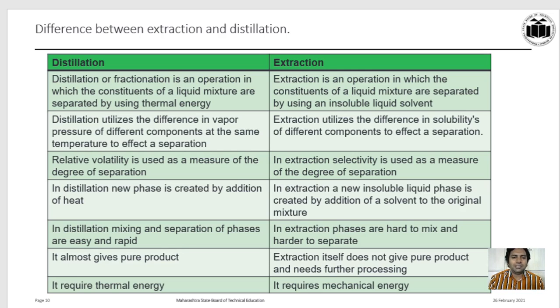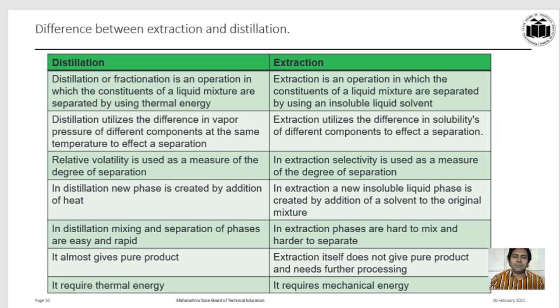Relative volatility is used in the case of distillation, and for extraction, selectivity is used as a measure of the degree of separation. In distillation, a new phase is created by addition of heat, and for extraction, a new insoluble liquid phase is created by addition of a solvent to the original mixture.